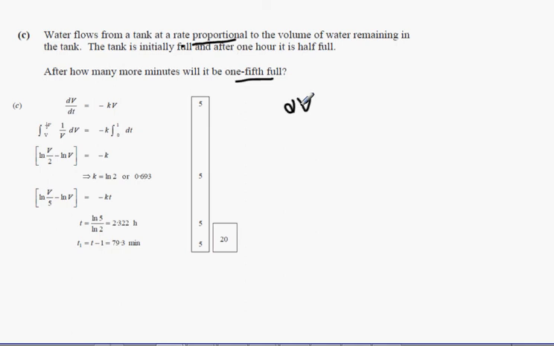So dV/dt represents the change in volume with time. The change in volume with respect to time is K times volume, where K is a constant. It's related to its volume. But you've got to remember, volume is decreasing, which makes it minus KV. Okay, next we rearrange this so we get 1 over V dV equals minus K dt.